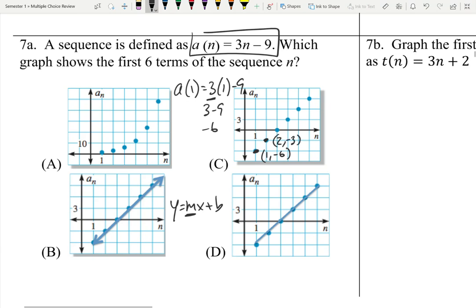Now let's plug in a 2 and make sure. So a of 2 equals 3 times 2 minus 9. Well, 3 times 2 is 6, and 6 minus 9 is negative 3. And so that's that point. The second term is negative 3. So we're just going up 3 each one. It's not a coincidence that there's a 3 right there.